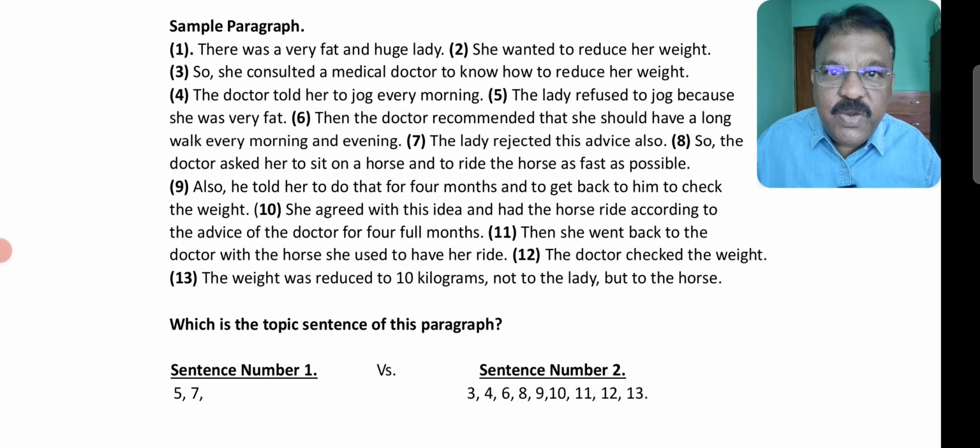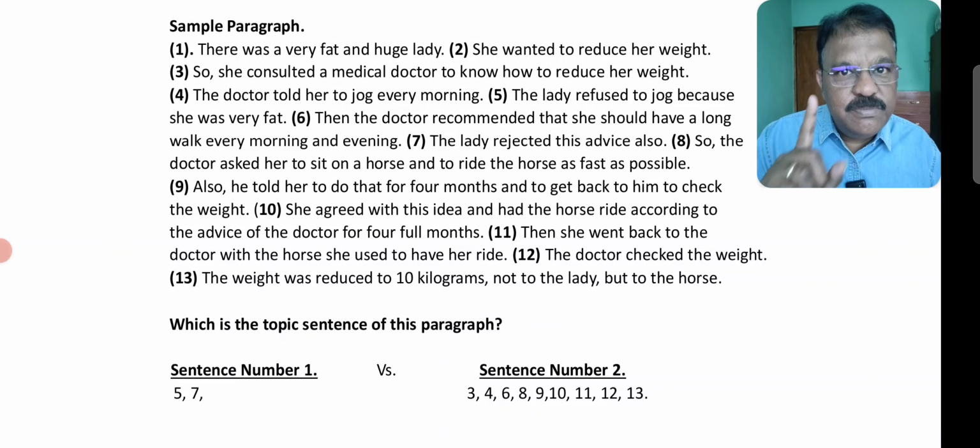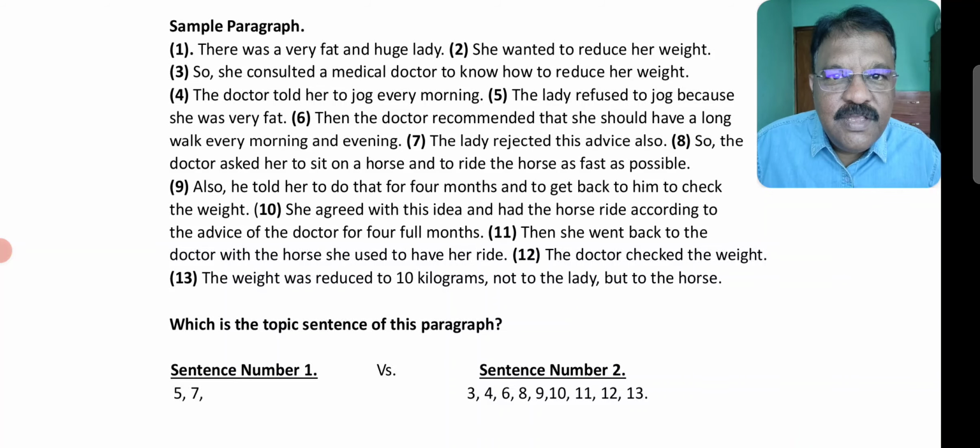We are not sure which one is the topic sentence of this paragraph. So, for our convenience, for our study, for our better understanding on how to check which one is the topic sentence of a paragraph, we are going to take sentence number 1 and sentence number 2 into our justifications, right? Let's assume sentence number 1 is the topic sentence of this paragraph. And let us also assume sentence number 2 may be the topic sentence of this paragraph.